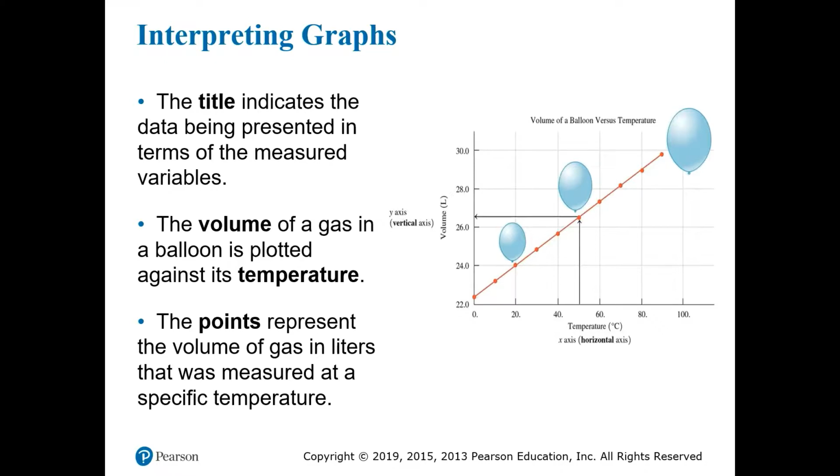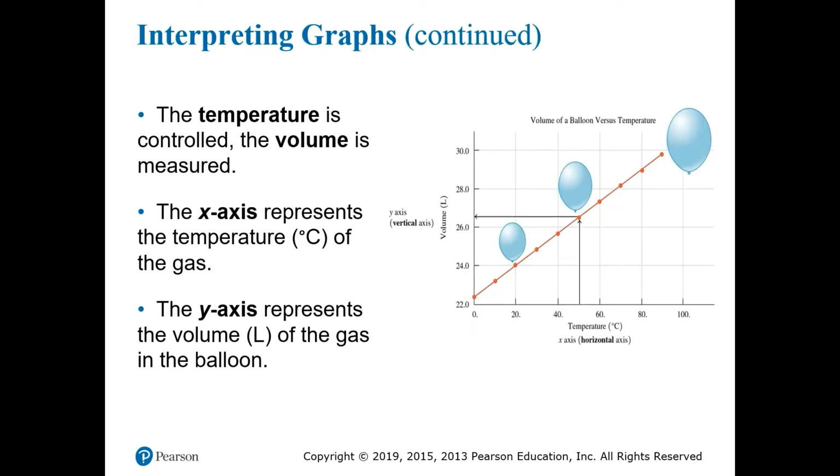In this case, the volume of a gas is plotted against its temperature. The points on a graph represent pairs of data values, one for each variable. If you think about your personal experience with balloons, it should be clear to you that you can control the temperature and the volume will change as a result. The convention for graphs is that the variable you control, the independent variable, is on the x-axis, and the variable that changes as a result, the dependent variable, is on the y-axis.